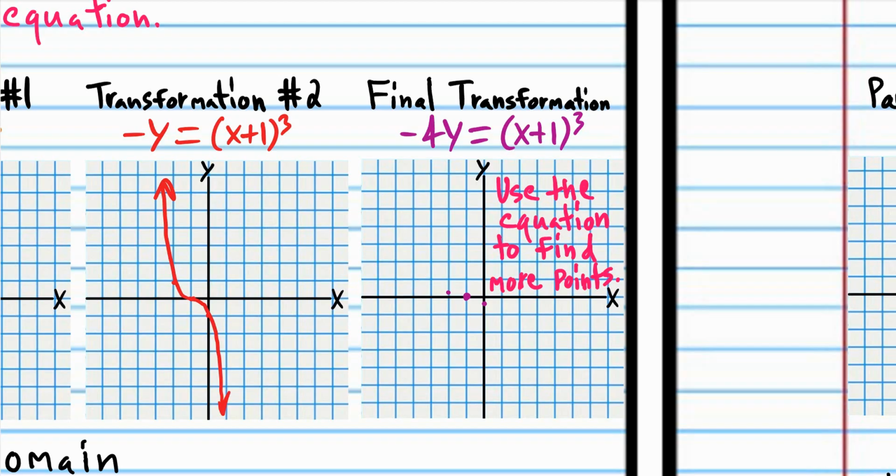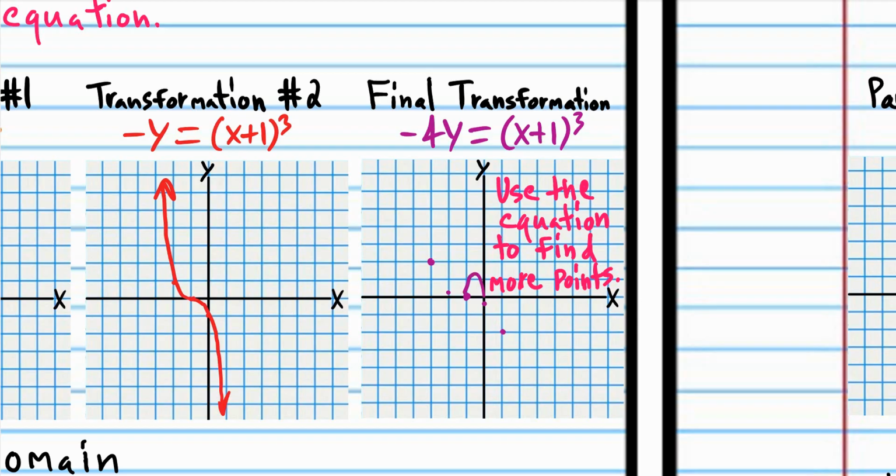Negative 3 plus 1 is negative 2. Negative 2 cubed is negative 8. Negative 8 divided by negative 4 is positive 2. So if you plug in negative 3, you get positive 2. So if we start from this reference point here, we move 2 to the left, we go 2 up. So if we go 2 to the right, we're going to go 2 down. So that gave us some more points there.